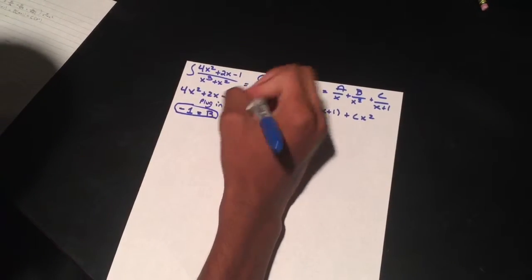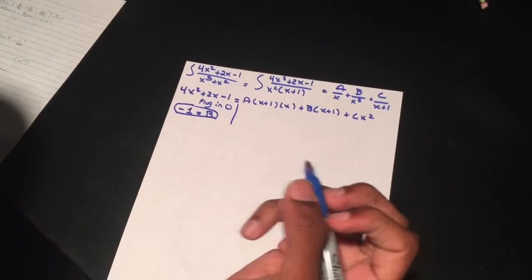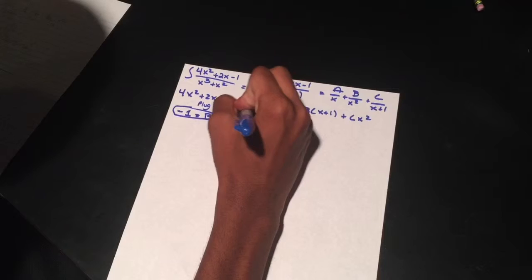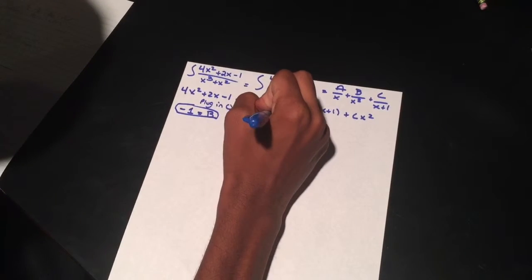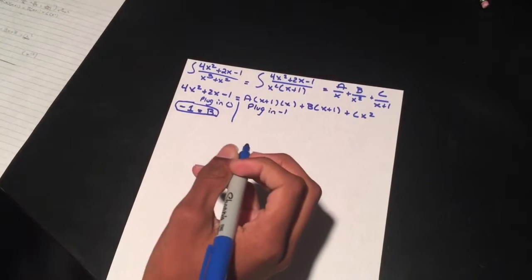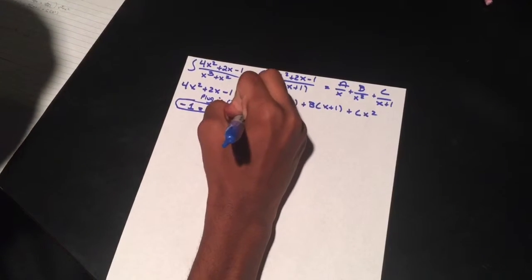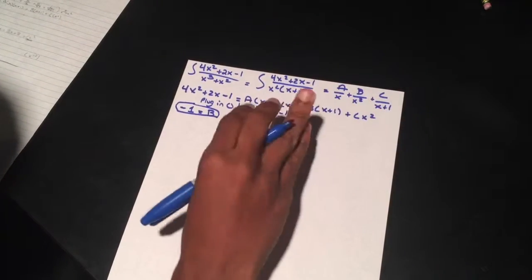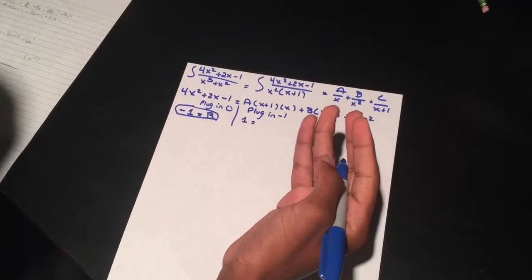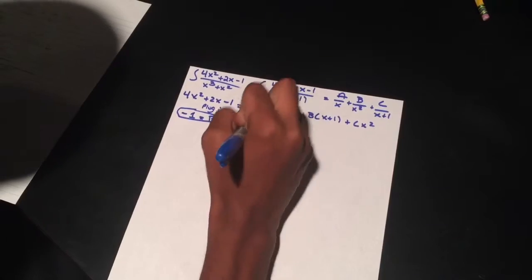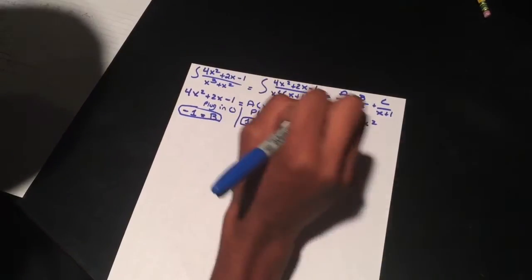Let's put a little marker. Now we need C and A. So let's try to plug in negative 1. Plug in negative 1, and on the left side you get 1. And when you plug in negative 1 here, you're only left with C times 1, so it's just C. So we found our C.